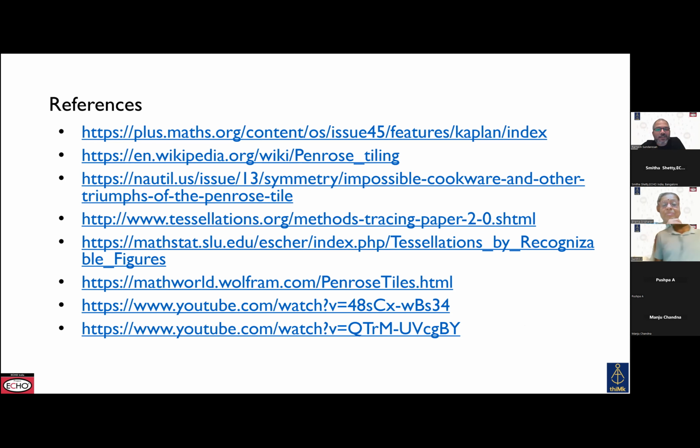Do you think something like this can be taken to our classroom? Okay, we'll come back to it. All right, so that is as far as tessellation is concerned. Now we will move to a different topic.